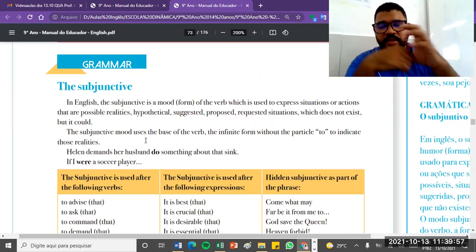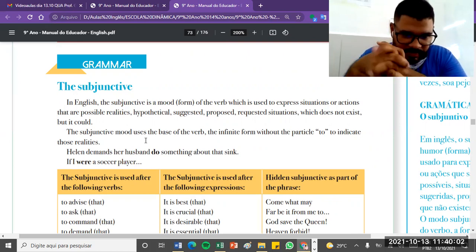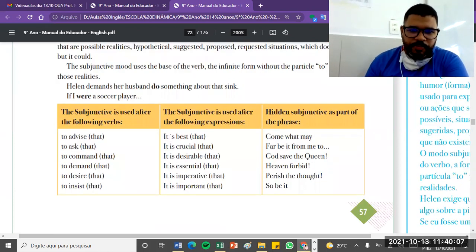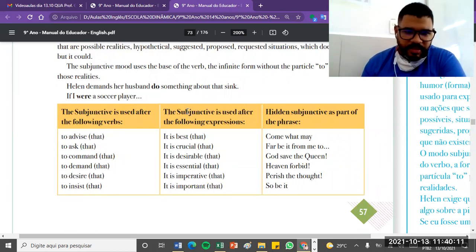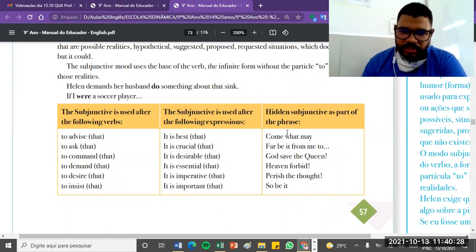Ou seja, situações que são hipotéticas, que poderiam existir, né? Não existem, mas poderiam. Algumas situações, por exemplo, que podem existir, mas não existem. Por exemplo, to advise, to ask, to command that. E outras, por exemplo, aqui, ó, the following expressions. E algumas que são hidden subjunctive as part of the phrase. Algumas expressões que podem surgir onde o subjuntivo está escondido na frase.